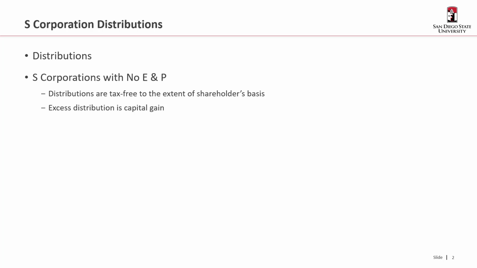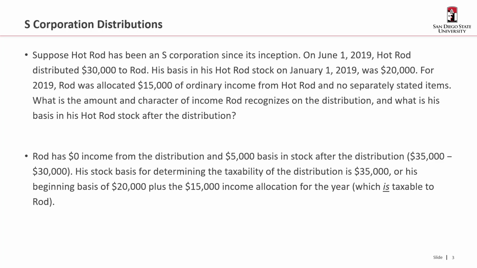Generally speaking, it works just like partnership distributions. They're tax-free to the extent of basis, and then anything in excess of that is a capital gain. So suppose Hot Rod has been an S corporation since its inception, and on June 1st, Hot Rod distributes $30,000 to Rod, who's a shareholder.